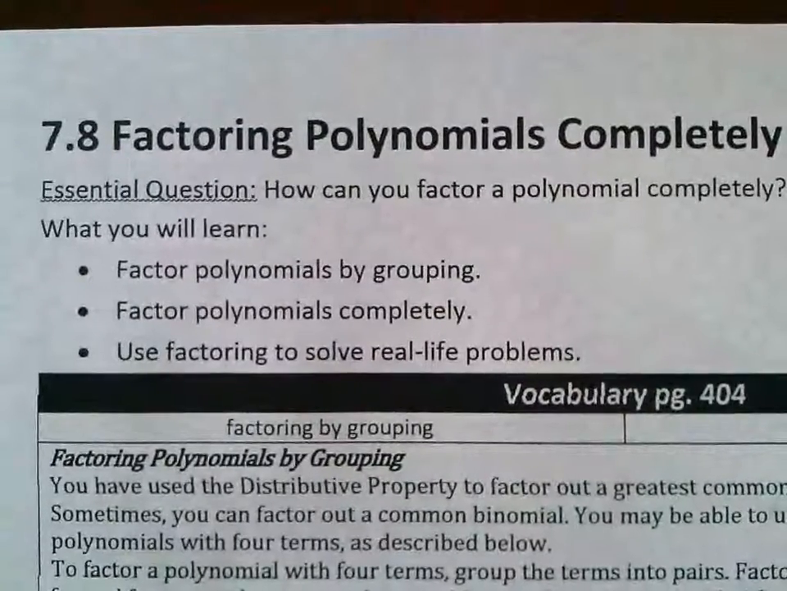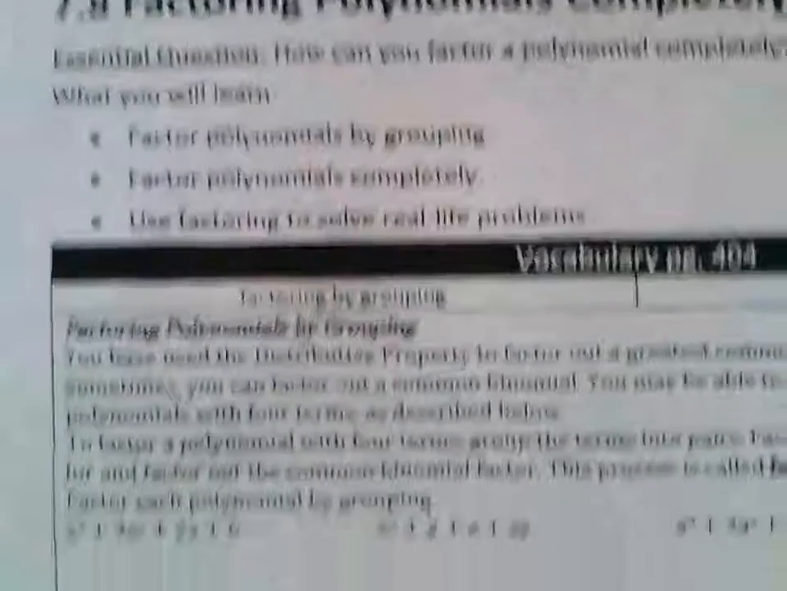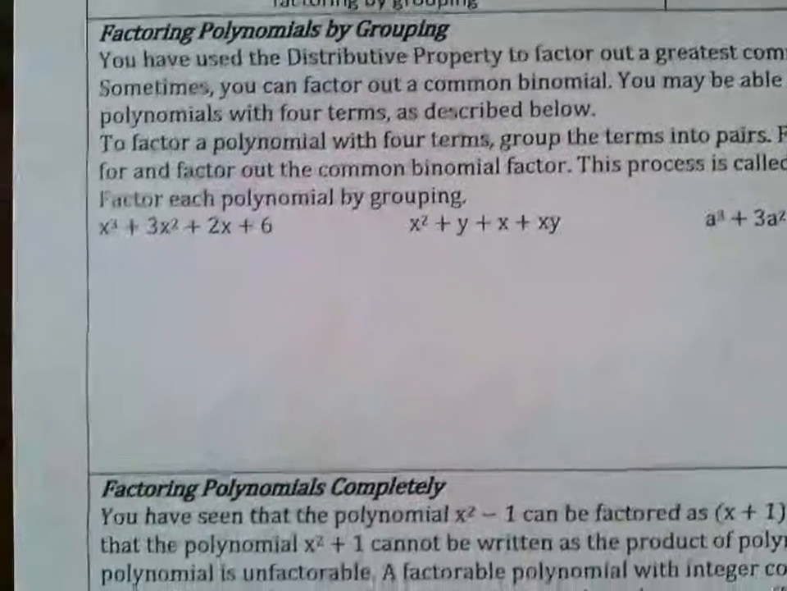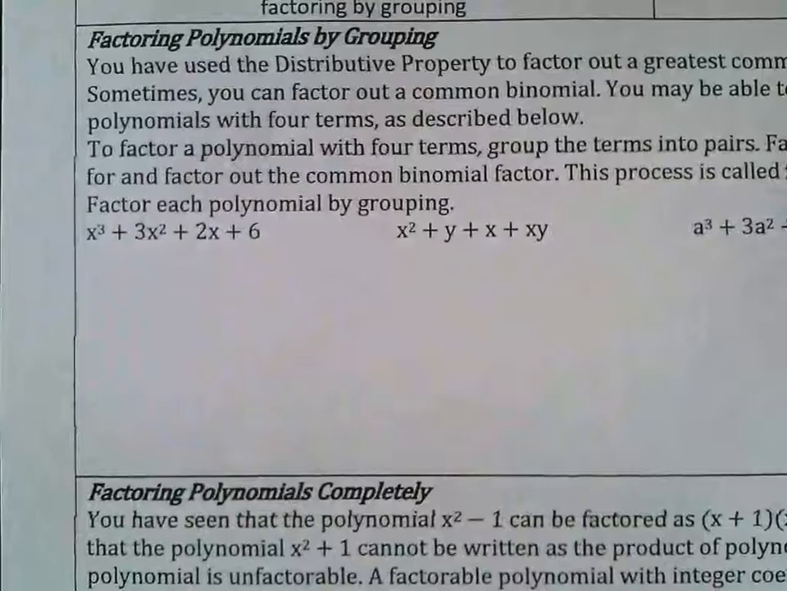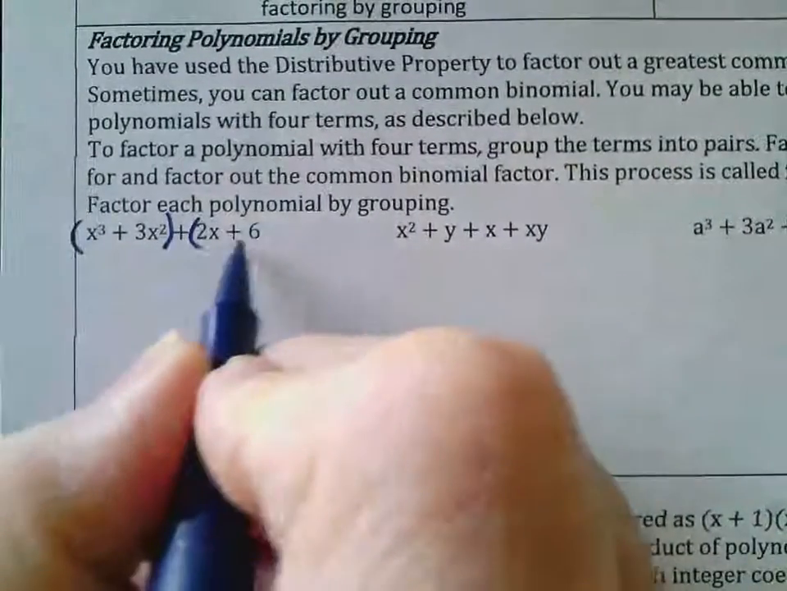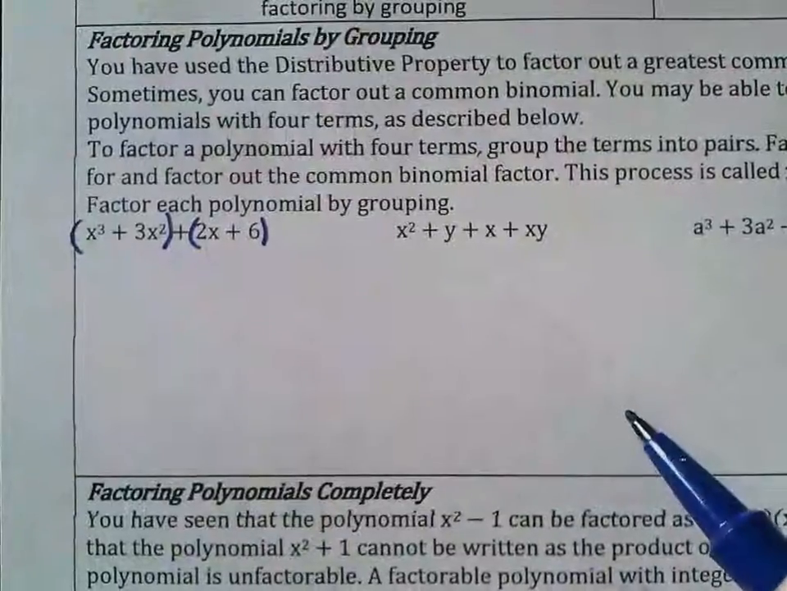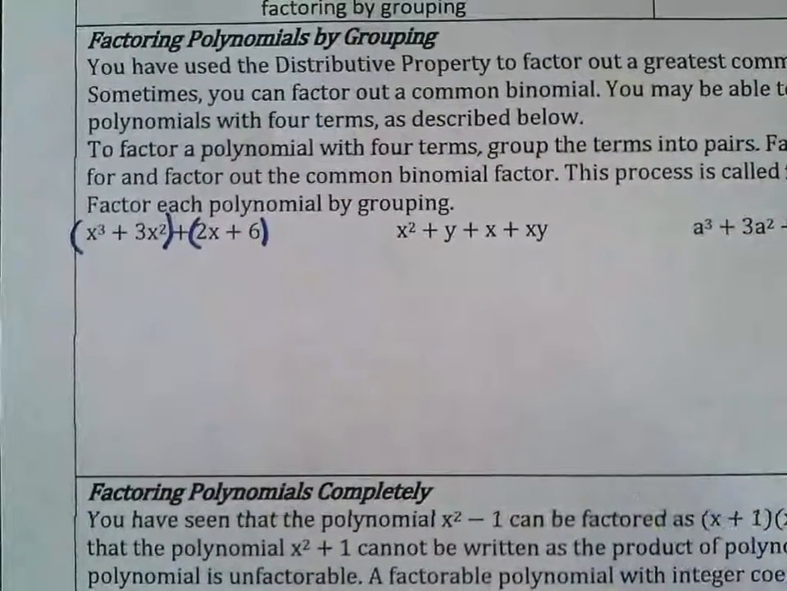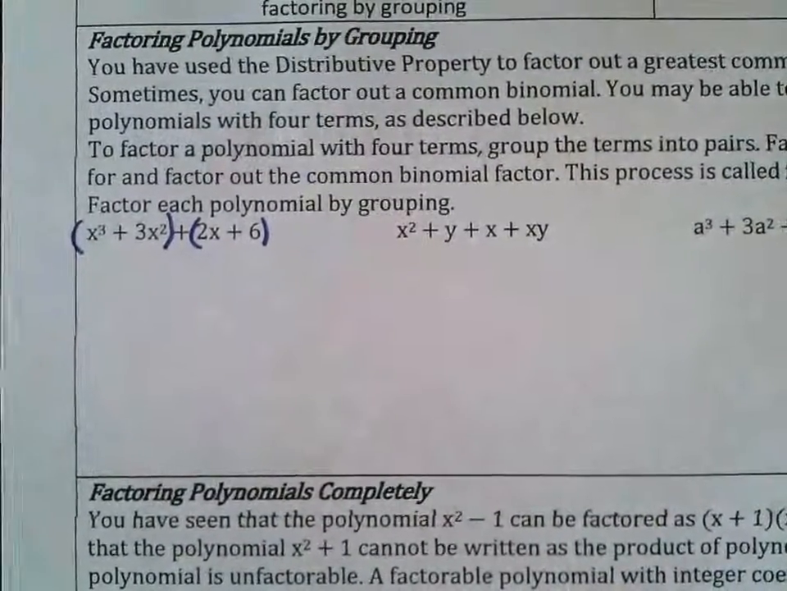So we're going to talk today about lesson 7.8, factoring polynomials completely, which will include factoring by grouping and maybe solving some real life problems if the video doesn't get too long. So when you're factoring by grouping, you're putting groups of numbers together, and grouping in mathematics is basically putting parentheses around something. That makes that a group of numbers.